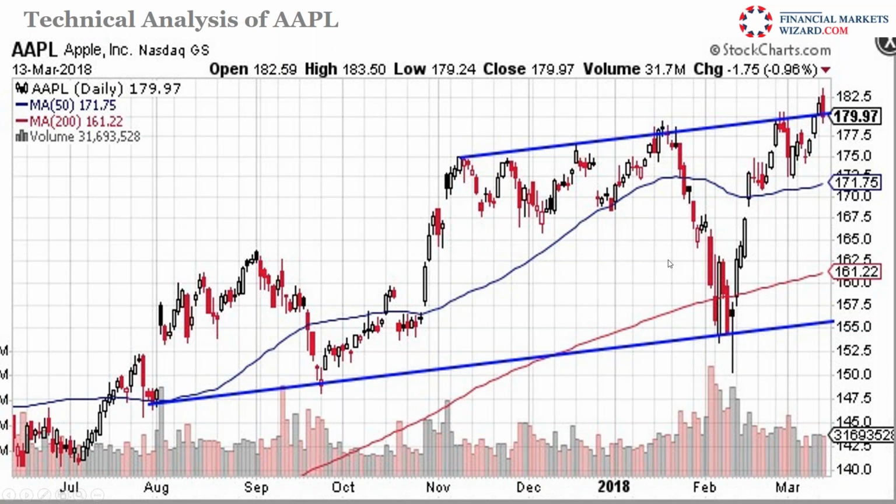This is Apple. Now Apple will go to 200. You can write it down. Apple is going to $200. So we trade Apple and make money. This is a V-shaped reversal, you see.